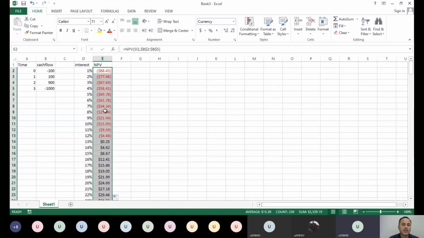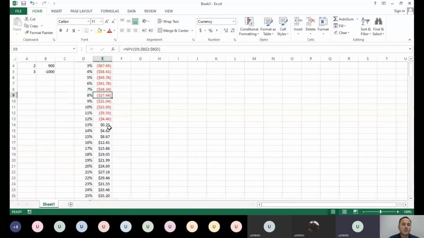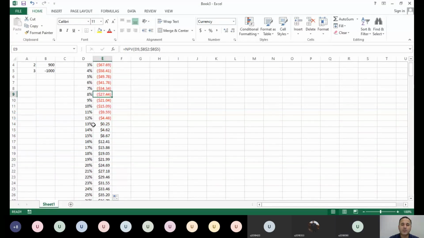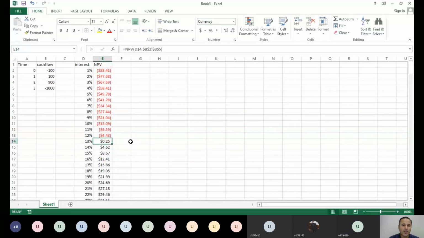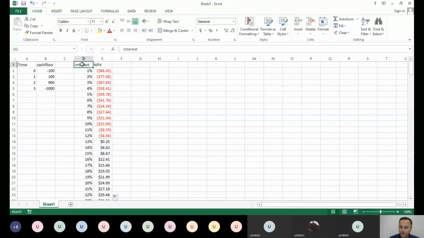And when I double click it, anything in red is actually negative. If you see here, around 13%, this one is close to 0. NPV is close to 0. So around 13% we have one IRR. IRR by definition is the rate of return at which your net present value is 0. Okay, what else can I do?